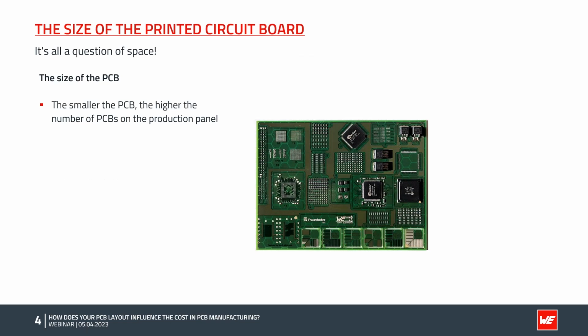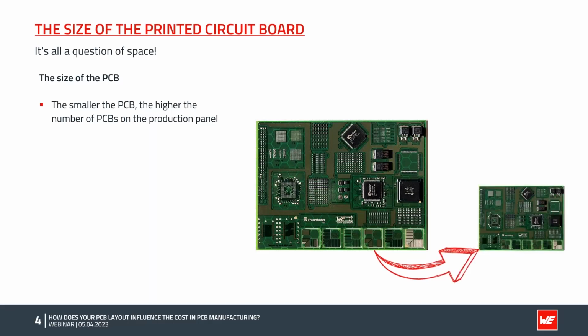One of the major points of cost in the PCB basically is the size of the PCB. The smaller the PCB, the higher the number of PCBs we can fit onto our production panel. Since a lot of cost during manufacturing is related to parallel processing and costs which are divided per panel, the more PCBs you get onto one manufacturing panel, the less cost you get for one PCB. So the smaller it is, the better it will be from a cost side.